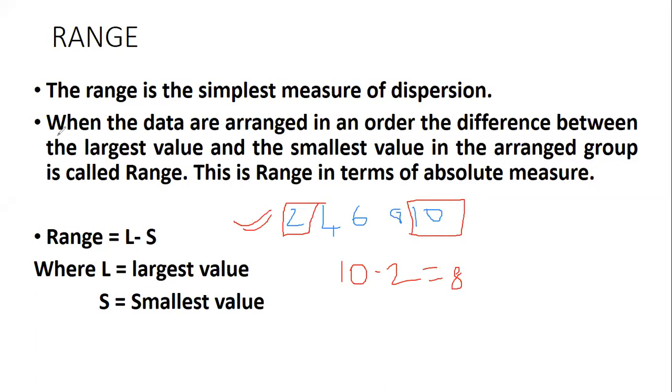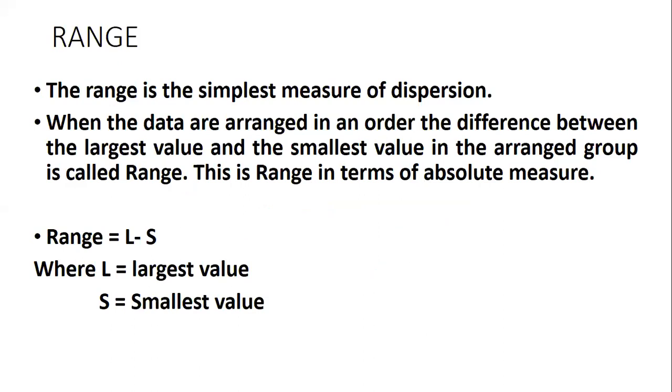So let's read the second point. When the data are arranged in an order, the difference between the largest value and the smallest value in the arranged group is called a range. So what is range? It is the difference between the largest value and the smallest value of the arranged group. Now, before we go to problems, we have one small concept to understand. So let's understand that concept and then go for the problems.